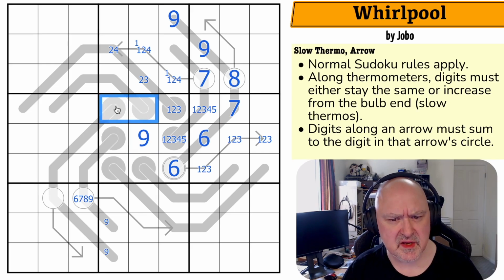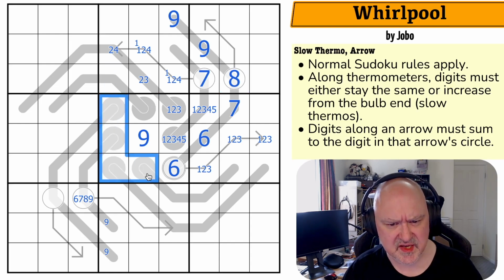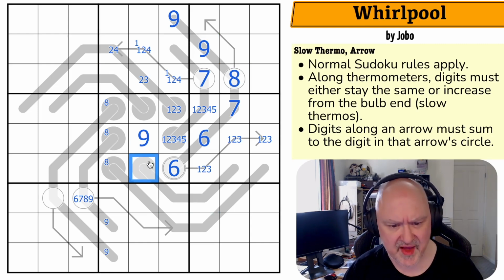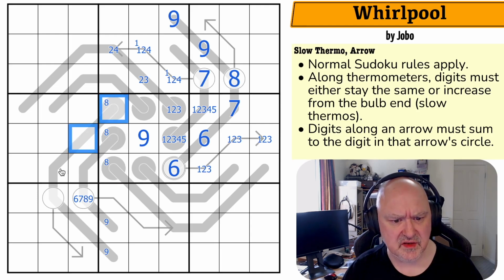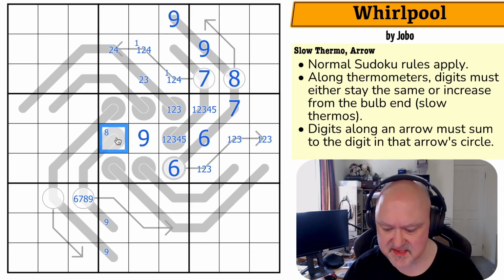8 can't be here. So where could 8 be? 8 can't be here because if this is 8, this would have to be 9 because it can't be 8. So 8 can't be there. So 8 is in one of those. If this is 8, this could be 8, but then this would have to be 9 and it can't be. So that's not 8. 8 is in one of those. 8, 8, 9, 10 doesn't work. 8 is not there. 8 is in one of these 2. 8, 8, 9 doesn't work. This isn't the 8. This is the 8.